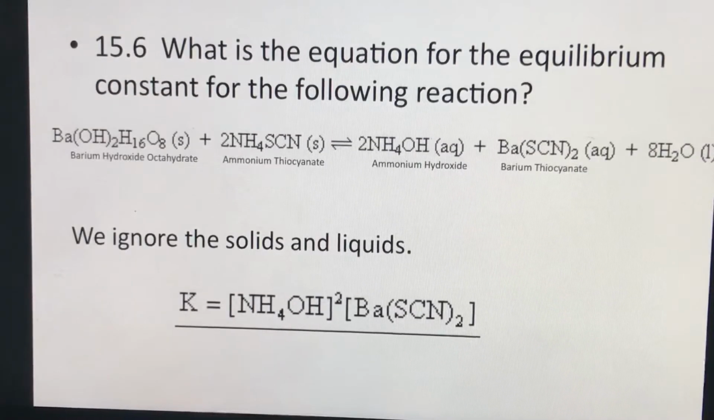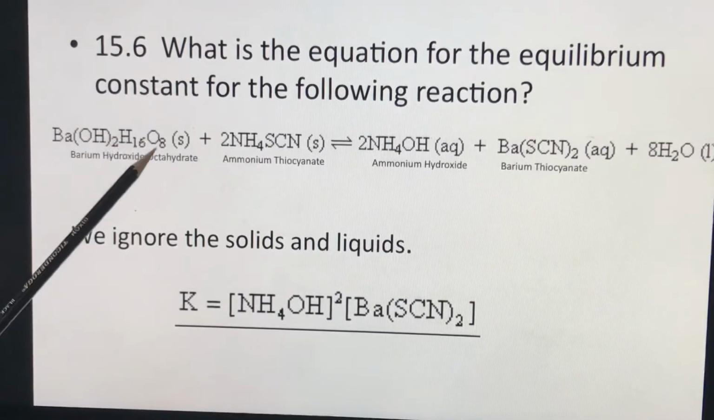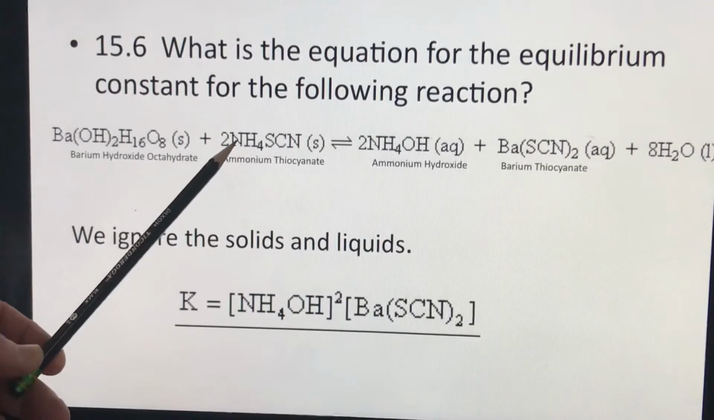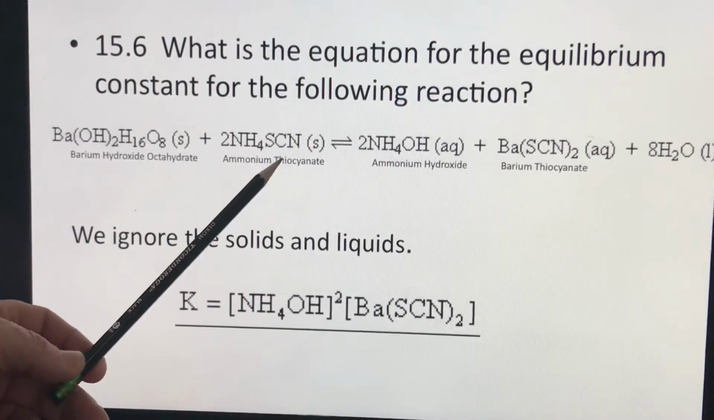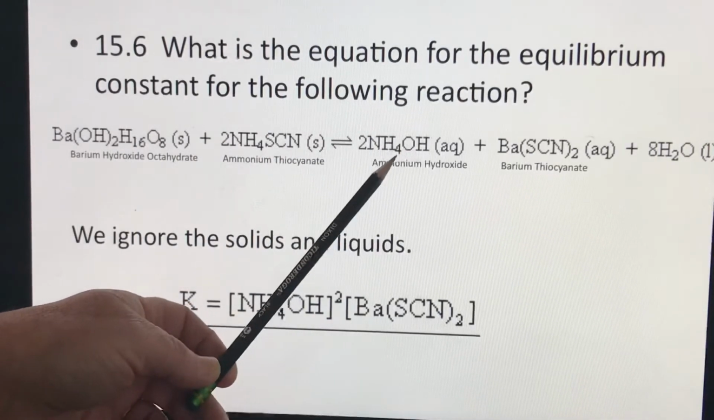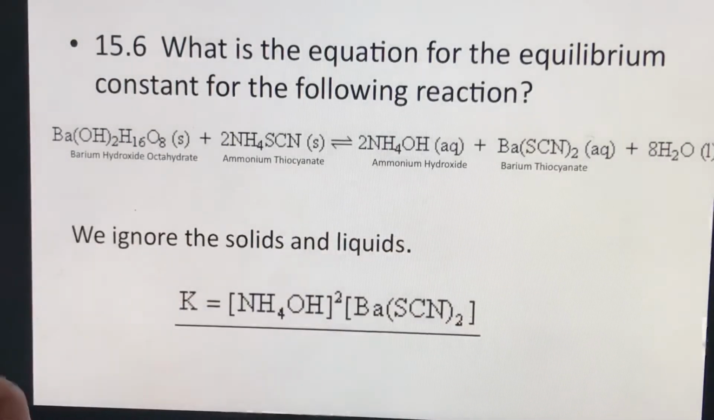All right, another on your own, 15.6. It says, what's the equation for the equilibrium constant for the following reaction? So here we have some interesting reactants and products. This is called barium hydroxide. You can see the hydroxide group here. Octahydrate. So the octa means 8. Then we have, this is ammonium. Remember that polyatomic ion. And this group is called thiocyanate. And then they sort of flip-flop. And now we have ammonium hydroxide and the barium thiocyanate. And then obviously that's water.